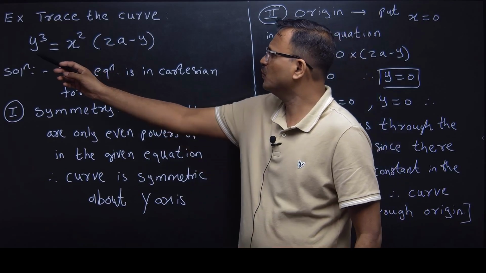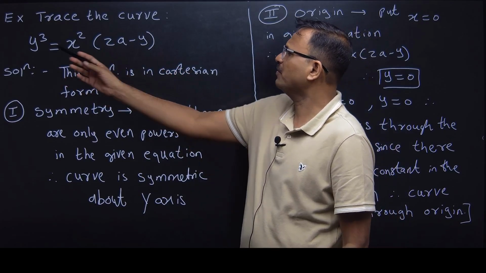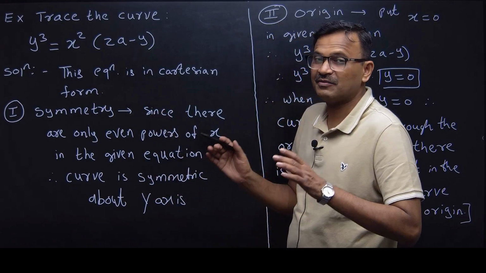Also, we can see that there is no even power of y in the equation. We are having some odd powers of y. The curve is not symmetric about the x-axis.